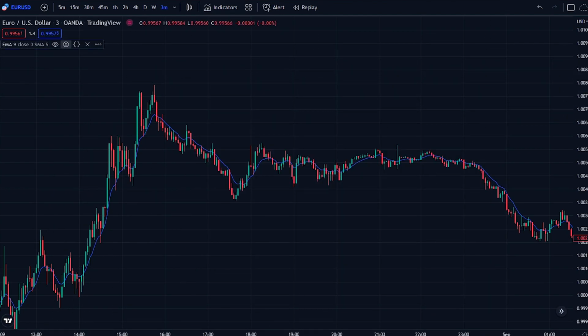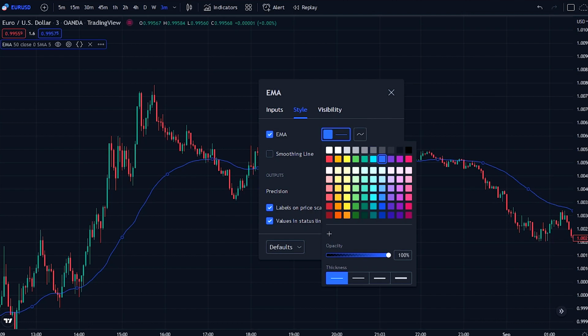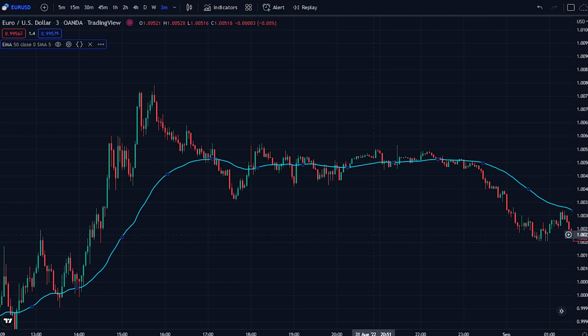After this, click on the indicator settings. In the input section, change the EMA length from 9 to 50, and in the style section, I'm going to change it to blue. However, if you want to, you can, of course, choose a different color.